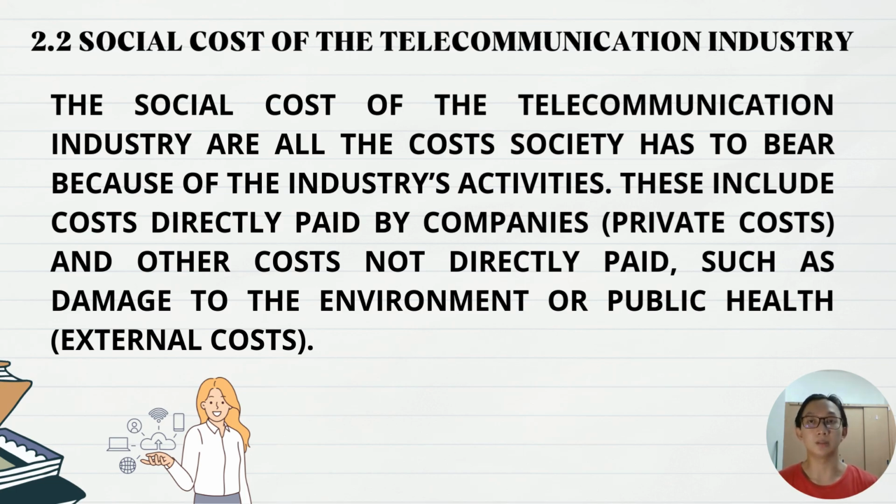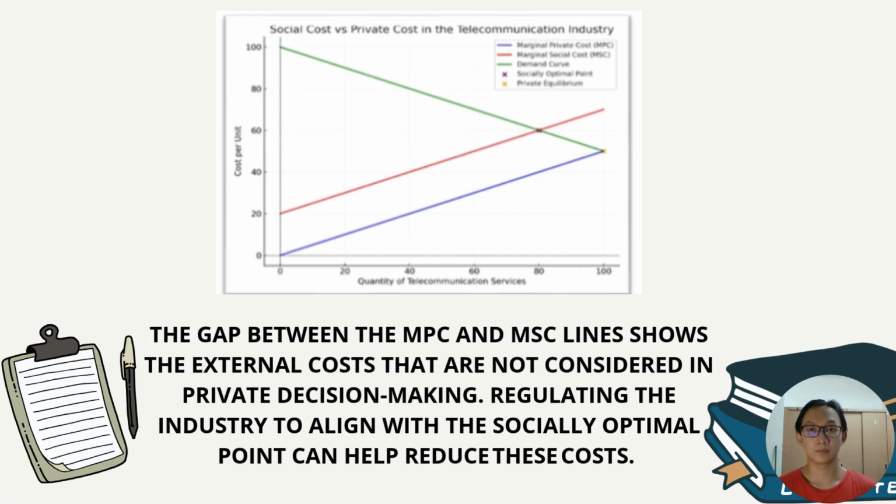Now I'm going to talk about point 2.2, which is the social cost of the telecommunication industry. The social costs of the telecommunication industry are all the costs society has to bear because of the industry's activities. These include costs directly paid by companies, which is the private costs, and other costs not directly paid, such as damage to the environment or public health, which is the external costs.